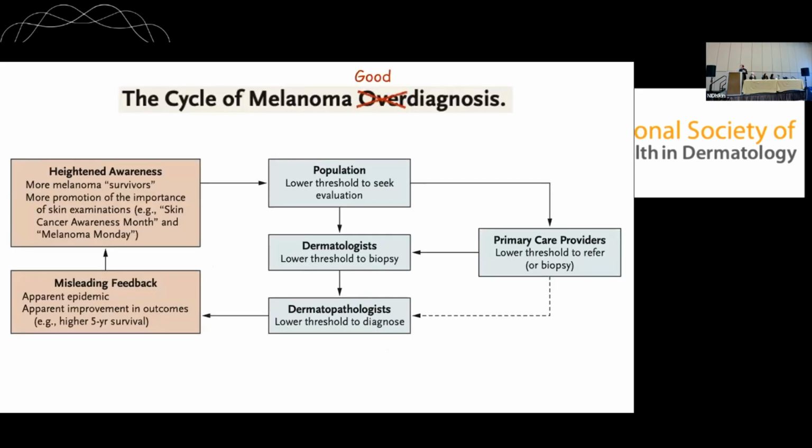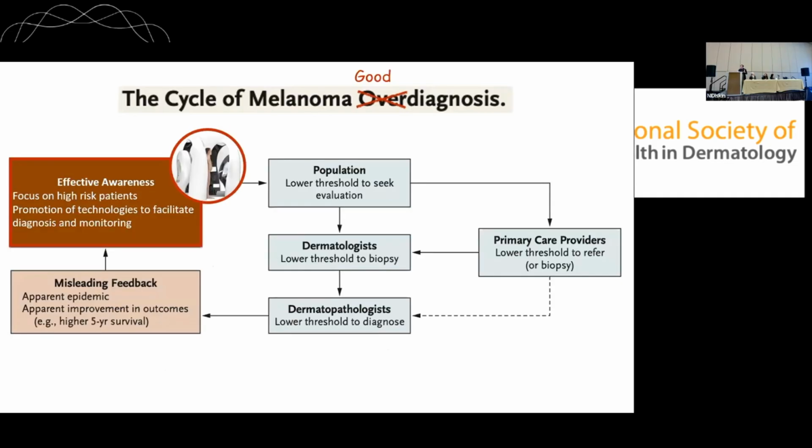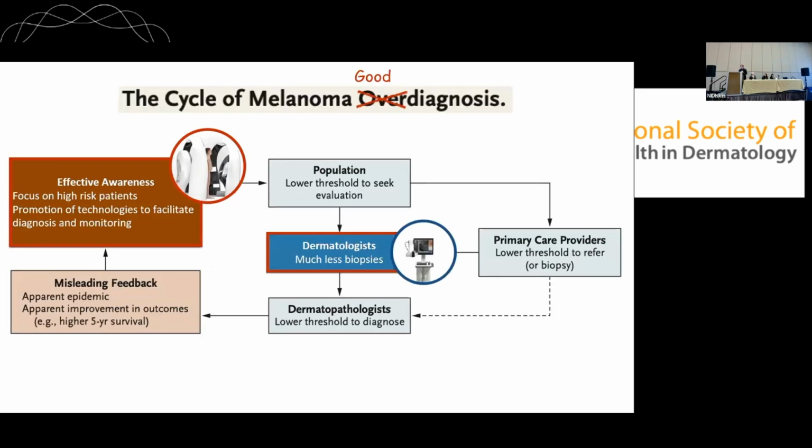And this is a way to change the overdiagnosis cycle into a good diagnosis cycle, because with effective monitoring of the right patient, you reduce excision and referral. With confocal microscopy, again, you can reduce excision, so you don't have the misleading feedback.